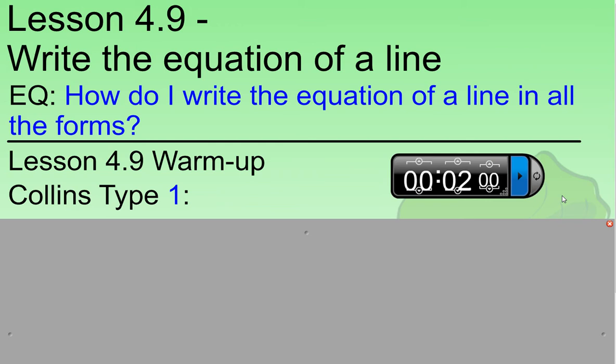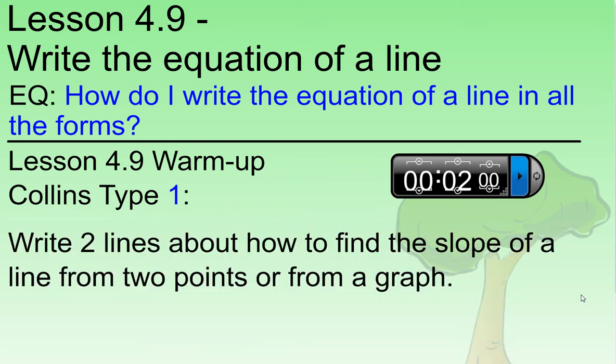So the warm-up is a type 1, and it says, write 2 lines about how to find the slope of a line from 2 points or from a graph. We did that in the last lesson. So write 2 lines on how to find the slope of a line from 2 points or from a graph. Go ahead, pause the video. When you're ready, move on to the vocabulary, hit play, and we'll move on.